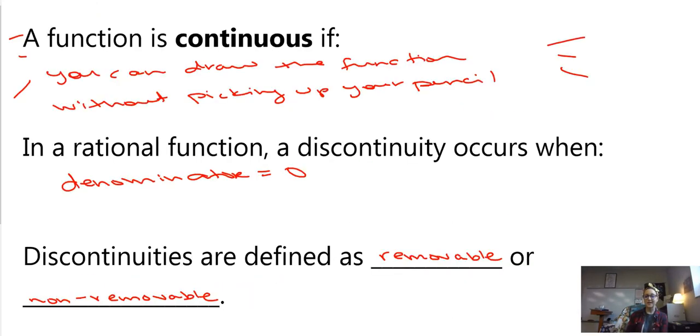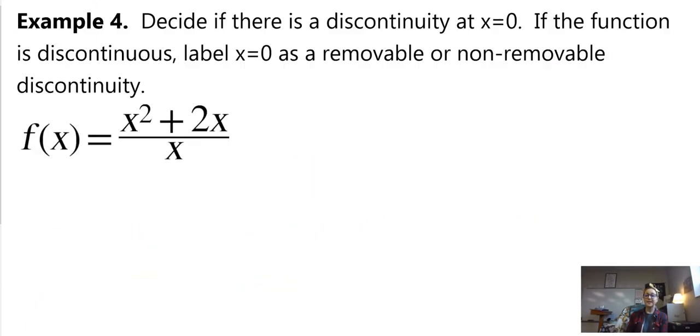Remember, to do that, we just set the denominator equal to 0, okay? And then we want to label that discontinuity as removable or non, okay? So let's set the denominator equal to 0 to check, is there a discontinuity? Well, the denominator is x. Setting it equal to 0, that means x is 0. Yes, there is certainly a discontinuity at x equals 0.